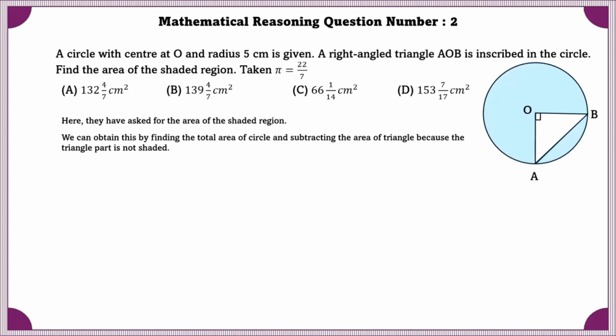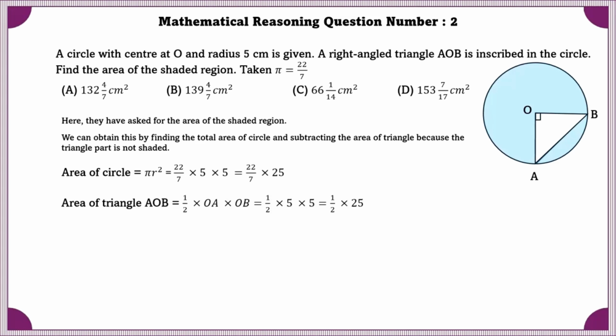We can obtain this by finding the total area of the circle and subtracting the area of the triangle, because the triangle part is not shaded. Area of circle is equal to pi r square. So area of triangle AOB is equal to half into base into height, which is equal to half into OA into OB.